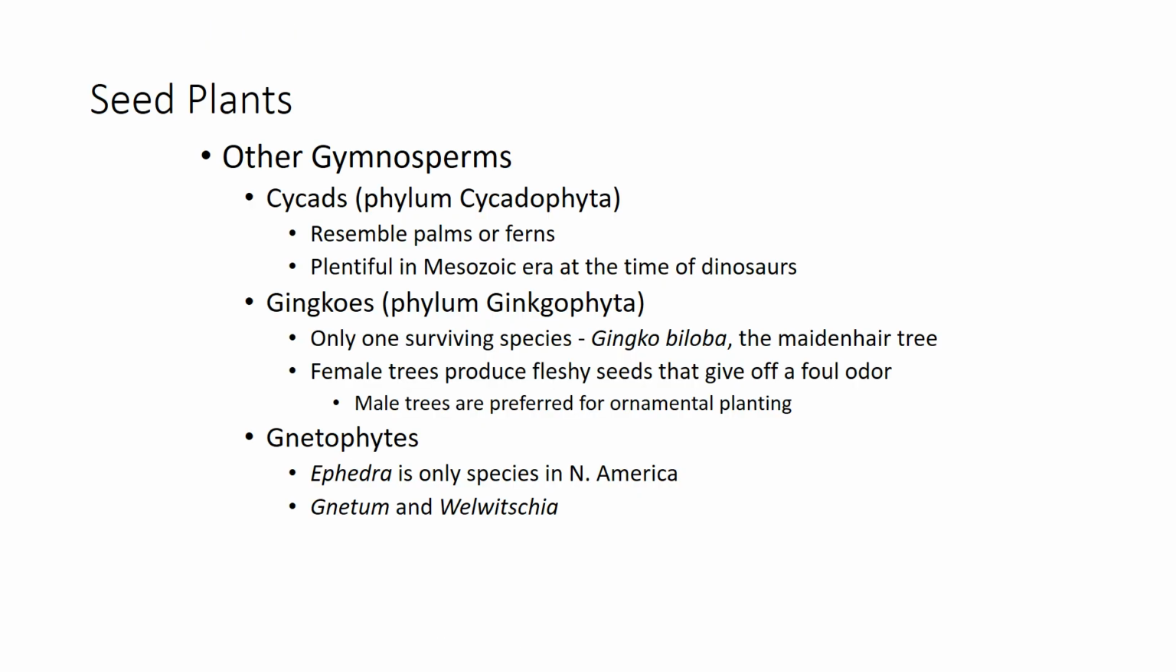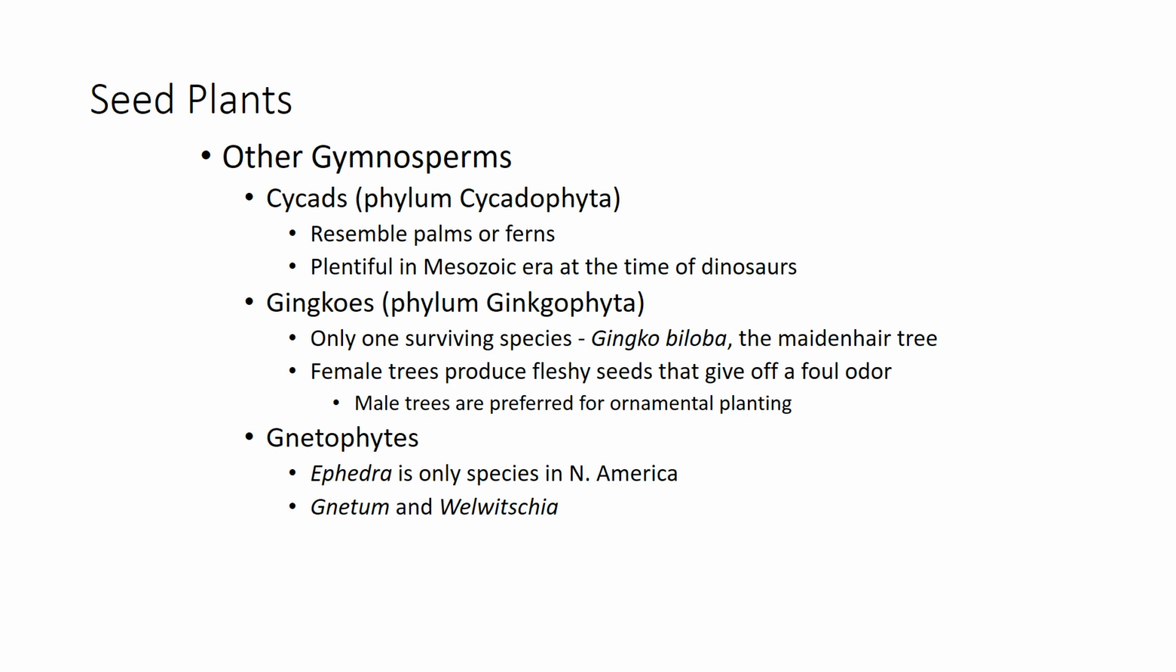Now, other gymnosperms you might have heard about. Cycads kind of look like palms or ferns. I'll show you that in a second. They were plentiful around the dinosaur times. Cycads are actually in danger of extinction because they tend to grow really slowly. Then you have ginkgos. Ginkgo biloba. You find those somewhat in Texarkana, but they're also found a lot in city parks. They're very resistant to pollution, and male trees are actually preferred because female trees tend to smell bad.